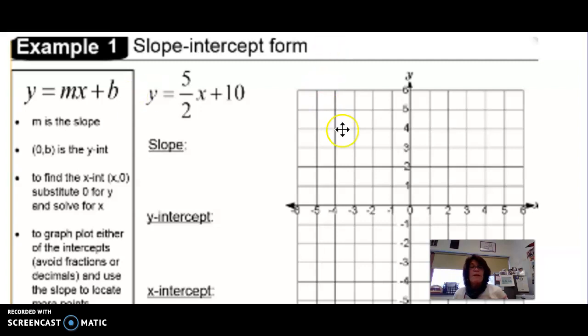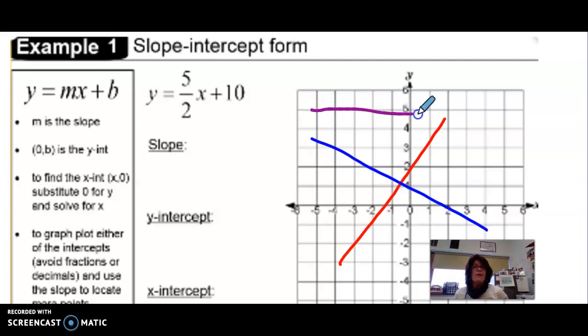If my line has a positive slope, we call it rising from left to right. If we have a negative slope, it falls from left to right. If it has a zero slope, then it's a horizontal line. And if it is an undefined slope, then it's a vertical line. Those are the types of slopes we talked about last time.